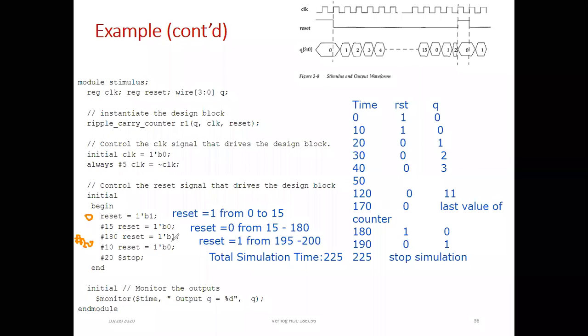Then only you can. So very importantly, one more thing, you should not give a long time period for the clock signal. Why? Because if you are making the always statement here, for example, if I write always #200 clock is equal to not of clock, then the one clock period time is 400.